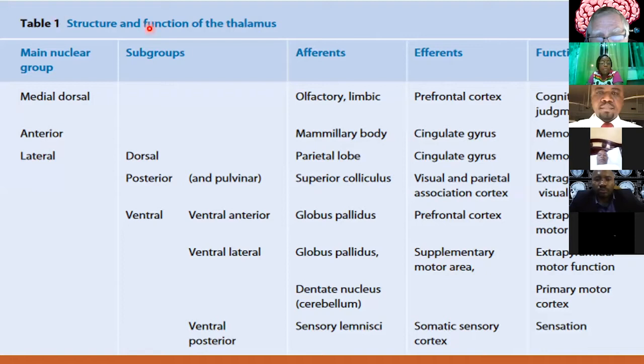This table summarizes the different structures of the thalamus and their different functions. As we said earlier, the anterior group mainly takes part in the limbic system, and so its function is mainly seen in memory. While the lateral group, which is the largest group of nuclei, has many functions. We can find it in extrapyramidal motor function, the primary motor function, and sensation.